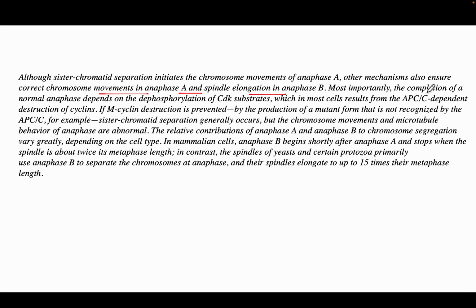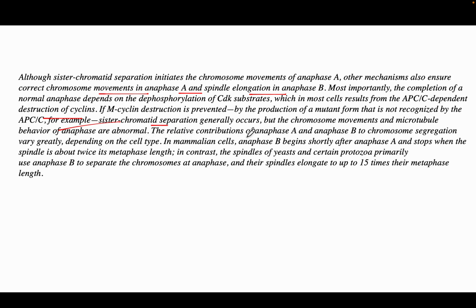Most importantly, the completion of a normal anaphase depends on the dephosphorylation of CDK substrates, which in most cells results from the APCC-dependent destruction of cyclins. If M-cyclin destruction is prevented, for example by the production of a mutant form that is not recognized by the APCC, sister chromatid separation generally occurs, but the chromosome movements and the microtubule behavior of anaphase are abnormal.